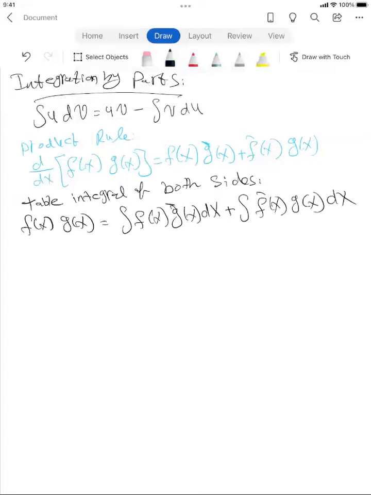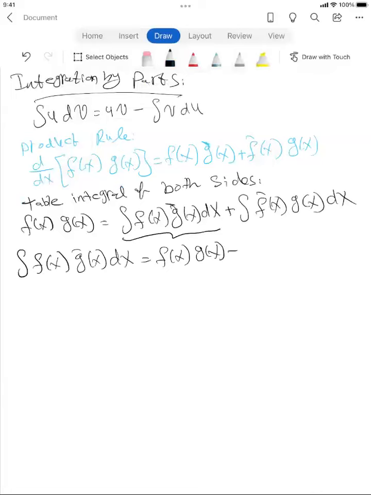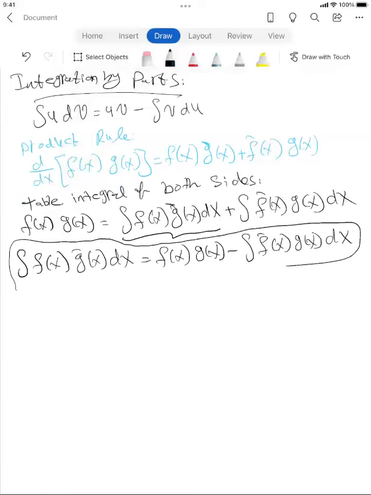Now I would solve for this term. Then what it tells me is that the integral of f of x g bar of x dx is equal to f of x g of x minus the integral of f bar of x g of x dx. So basically that's where this integration by parts formula came from.